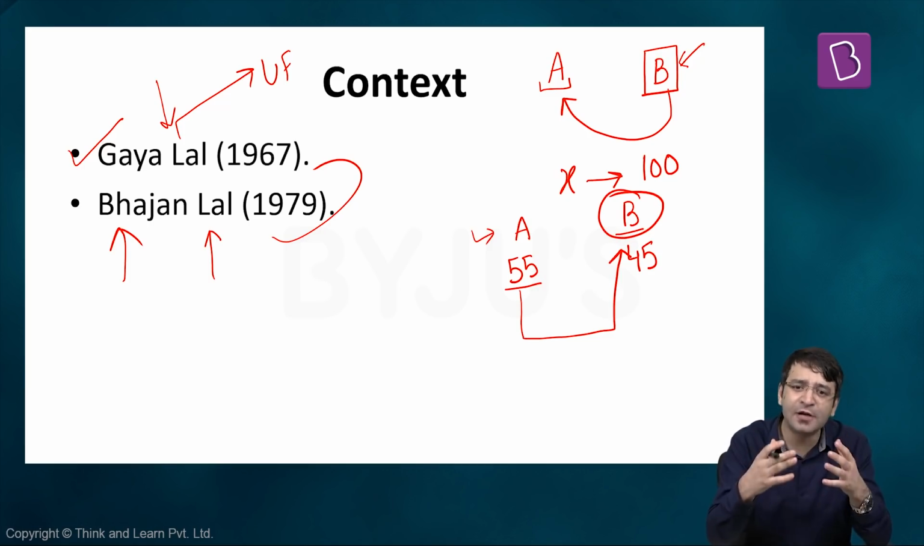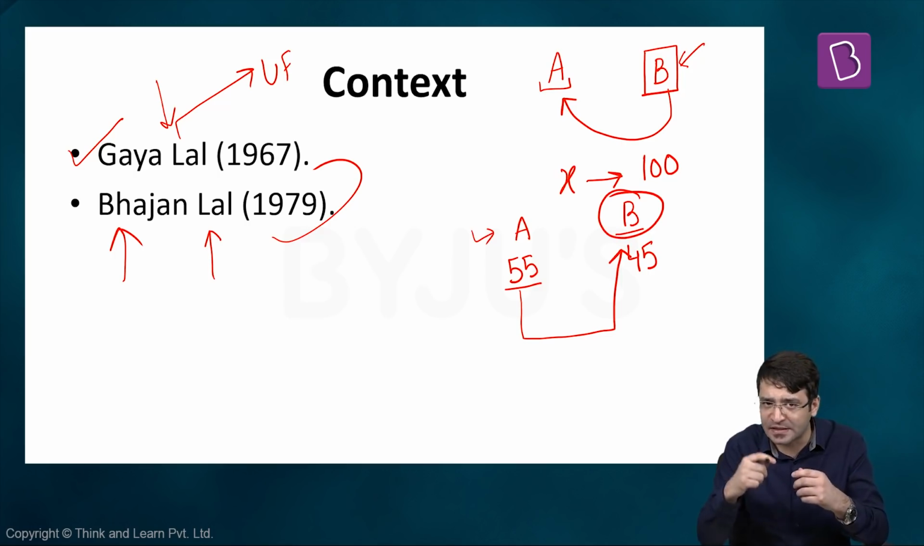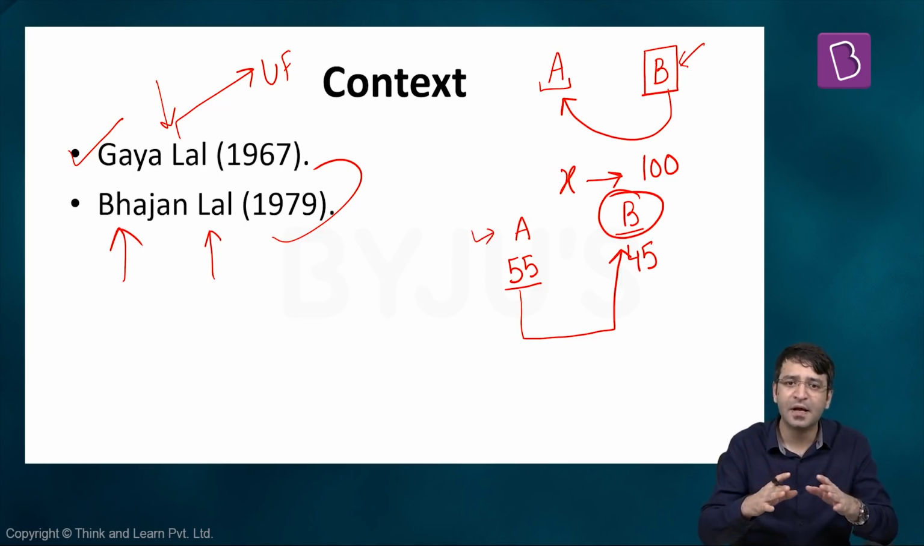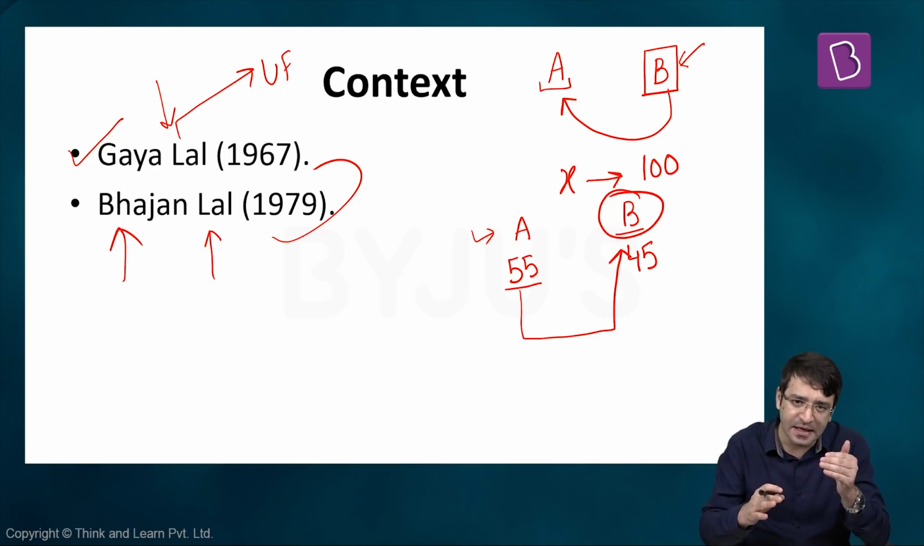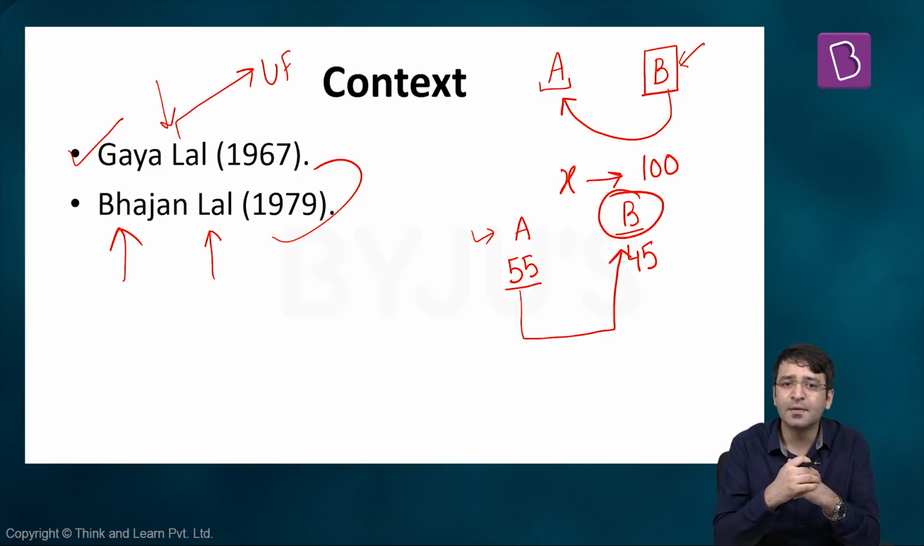These defections had to be curbed. It's because of this Aaya Ram Gaya Ram politics which led to the fall of more than 50 state governments since the enactment of the constitution in 1950. Then what happened? Rajiv Gandhi was the prime minister. The parliament enacted the 52nd Constitutional Amendment Act. The year was 1985. The 10th schedule was added to the constitution, and that is what we call anti-defection law.